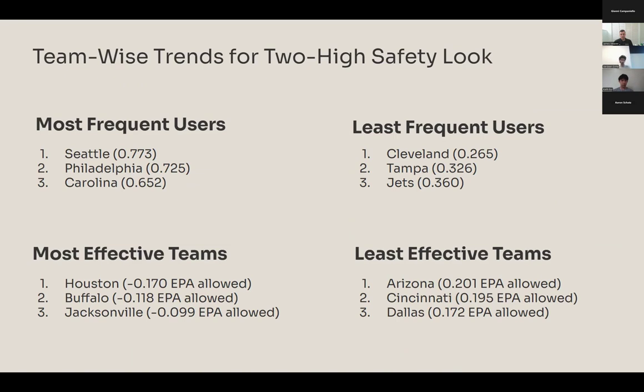when employing this look. So we saw teams like Houston, Buffalo, and Jacksonville performing really well in this too high safety look. And then teams like Arizona, Cincinnati, and Dallas, who are kind of notorious for having pretty substandard defenses, at least in 2026, were allowing the highest EPA when running this look. So those are some pretty interesting things we noticed in analysis.